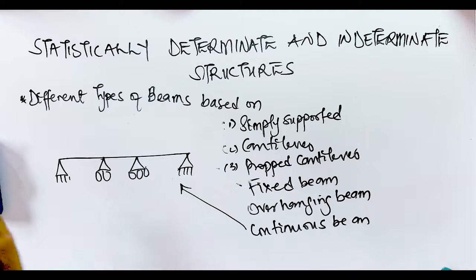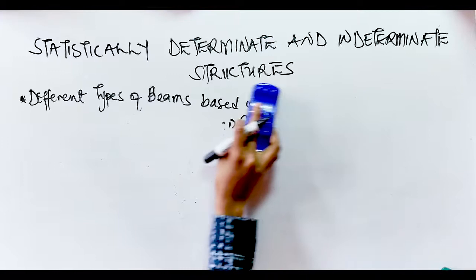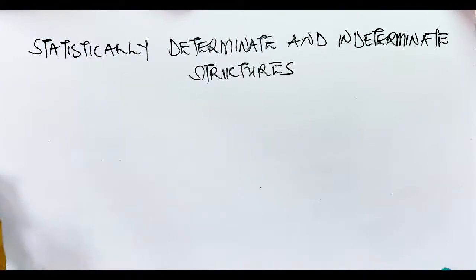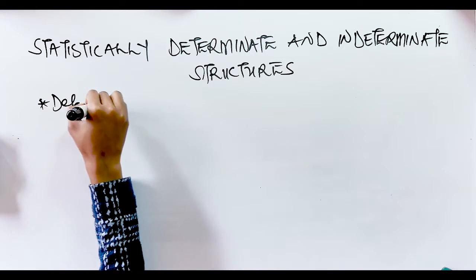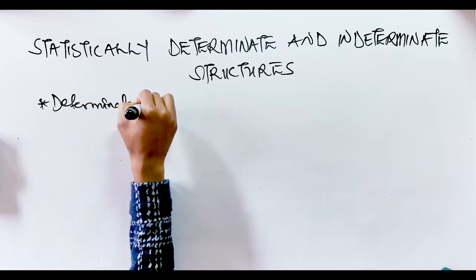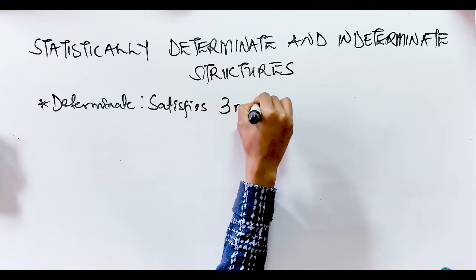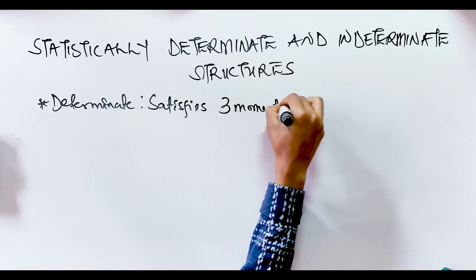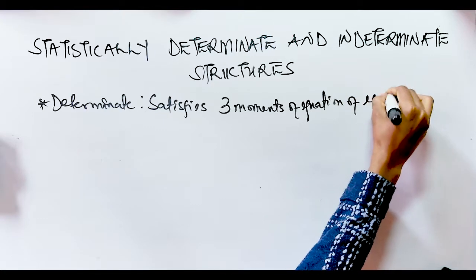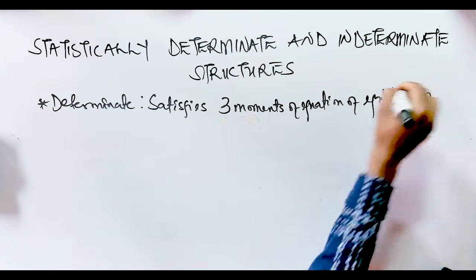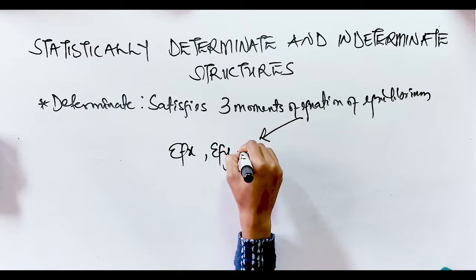Now that we've known the types of beams based on the types of supports, we're going to talk about statically determinate and indeterminate structures. A statically determinate structure is one which satisfies all 3 equations of equilibrium. This simply means it has a maximum of 3 reactions. And the equations of equilibrium we saw from our previous lesson are summation Fx must be equal to 0, summation Fy must be equal to 0, and summation of M must be equal to 0.